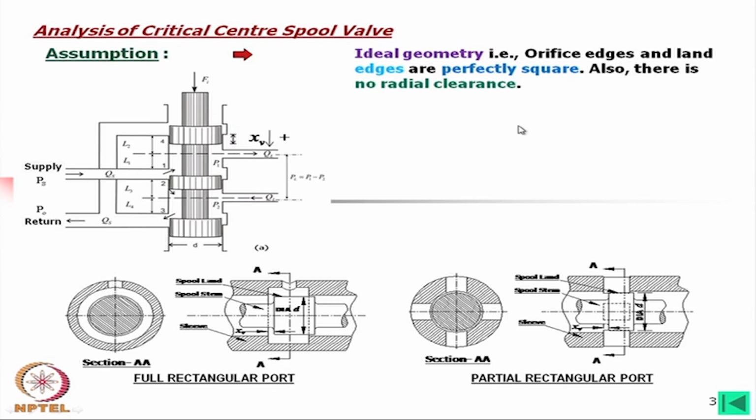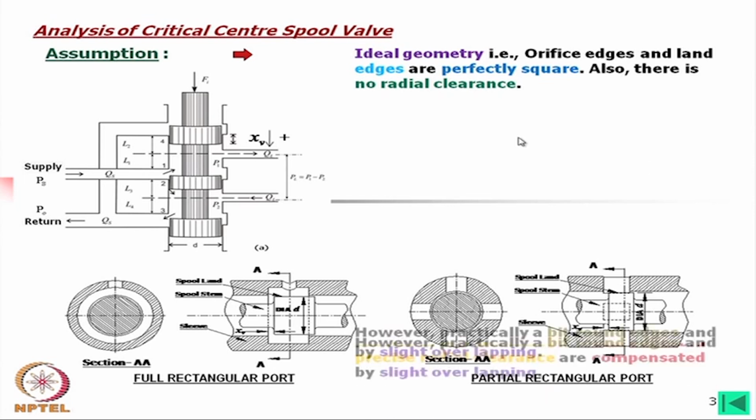Also, there is no radial clearance. Ideally, we have to assume there is no radial clearance. Otherwise, even if this port is closed at neutral position, ideally through the radial clearance there will be leakage. In this lecture we shall explain that, in fact, it is slightly overlapped. To make a critical center valve, it is made slightly overlapped, but if there is overlap, you will understand that there will be a little delay in response time. However, optimum overlapping can be carefully calculated and designed.